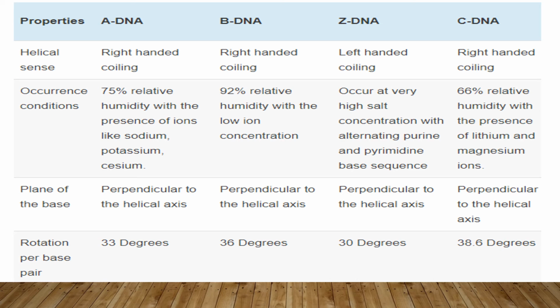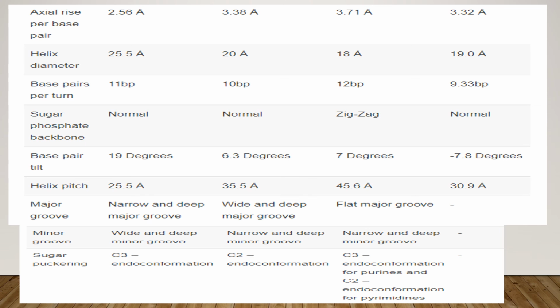Plane of the bases: they are perpendicular to the helical axis in the A form, perpendicular to the helical axis in the B form, perpendicular to the helical axis also in the Z and C form. Rotation per base pair: in the A DNA, the rotation per base pair is 33 degree, B DNA 36, in Z DNA 30 degree, and in the C DNA it is 38.6 degree.